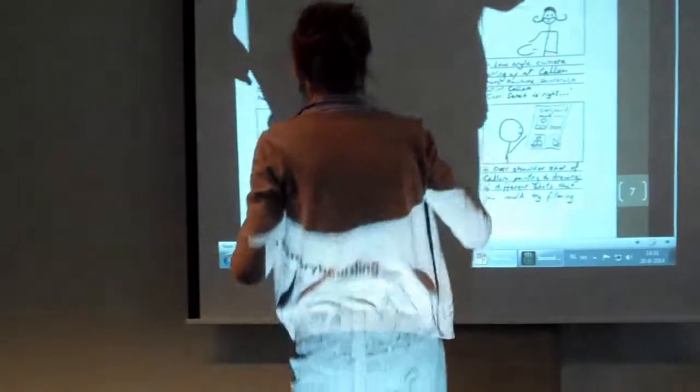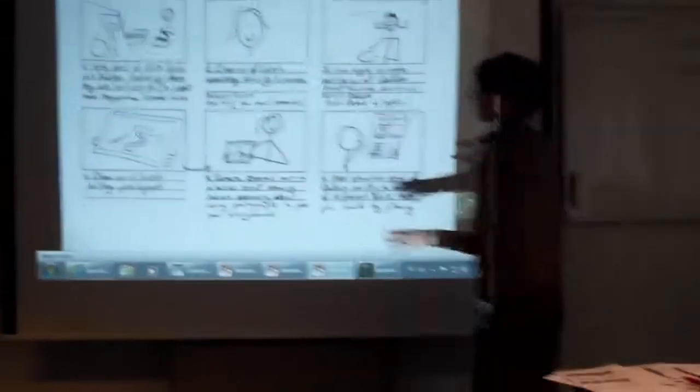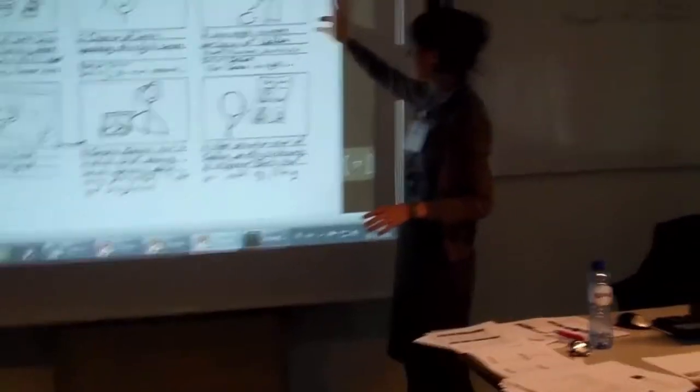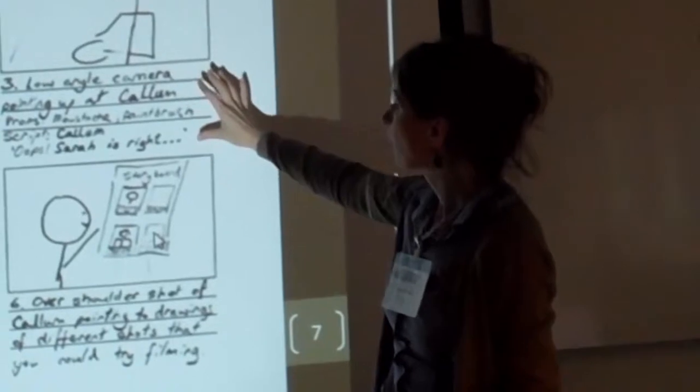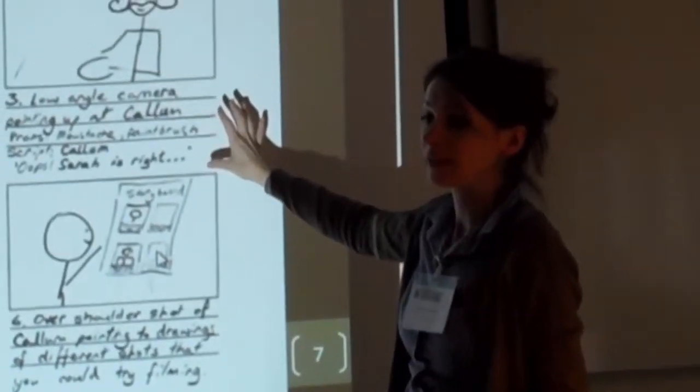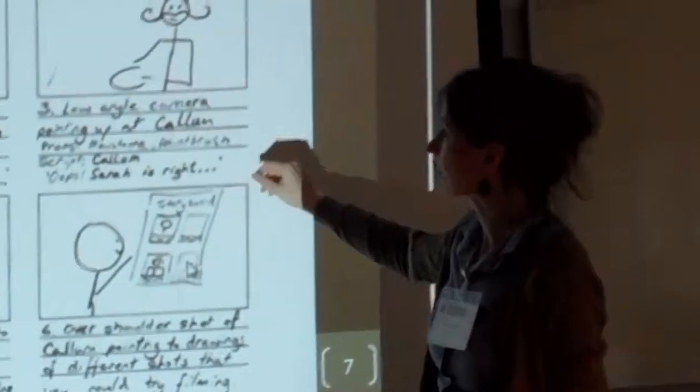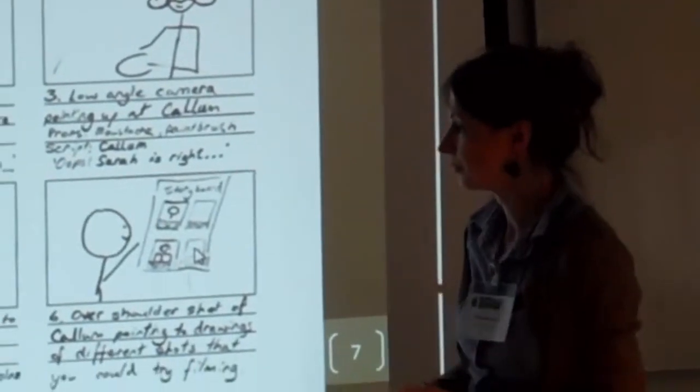So again, with the storyboard, this is an example of a storyboard. So what you need to have is your camera angle, right? And what is going on in that particular scene. The action. And then the camera angle.